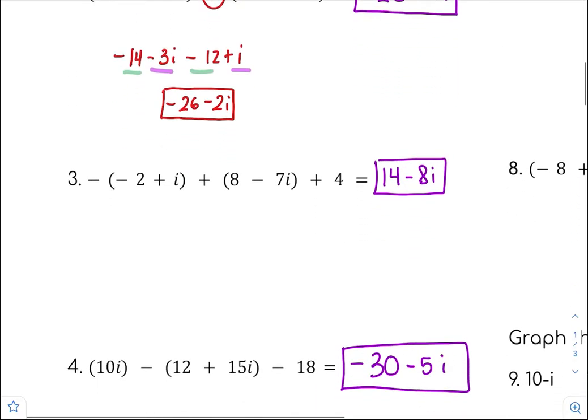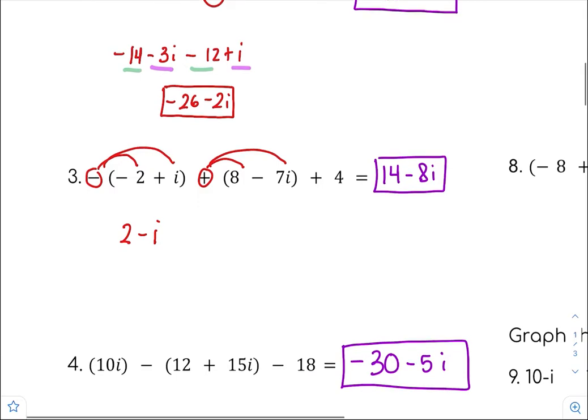Okay, here's number 3. So you're going to distribute this negative to both in the parentheses. You're going to distribute this plus to both in the parentheses. And that's about it. A negative times negative 2 is a positive 2. A negative times a positive i is a negative i. And if you distribute the positive, it doesn't change the signs. So drop the 8 down, drop the negative 5 down, and then drop that 4 down.